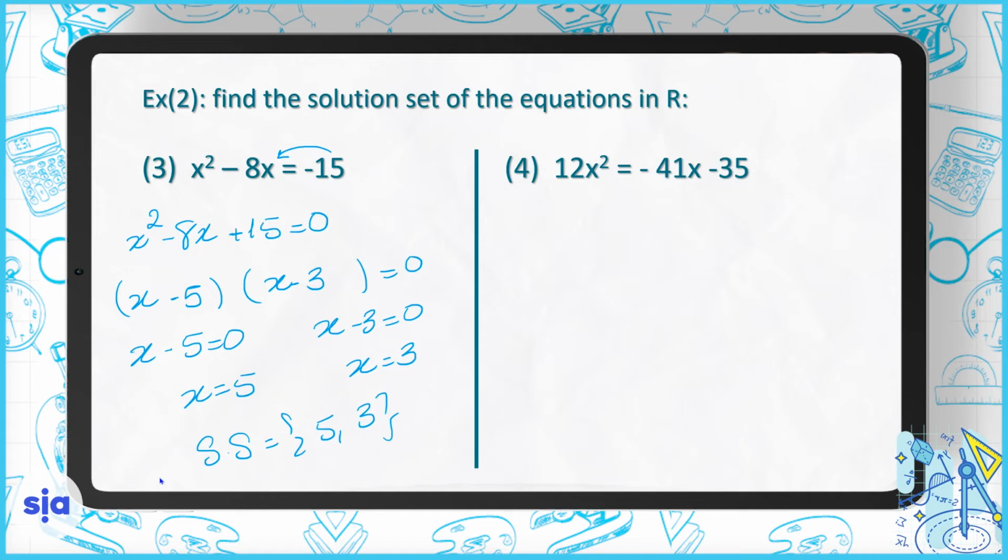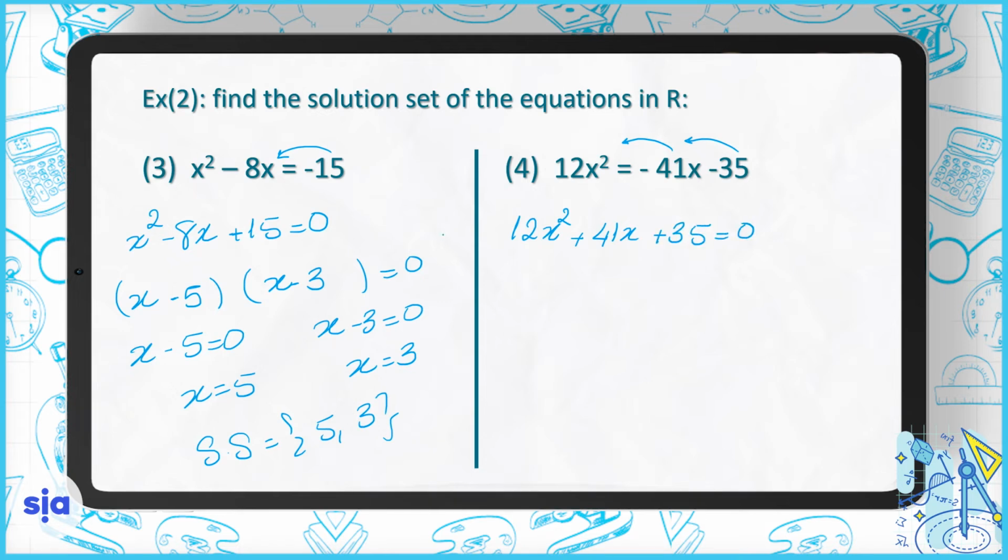Let's now go to question number 4. As we said, we have to have all the terms on the left-hand side. So we'll move this to here, and we're going to move also the negative 35 to the other side. So it's 12x squared plus 41x plus 35 equals 0.